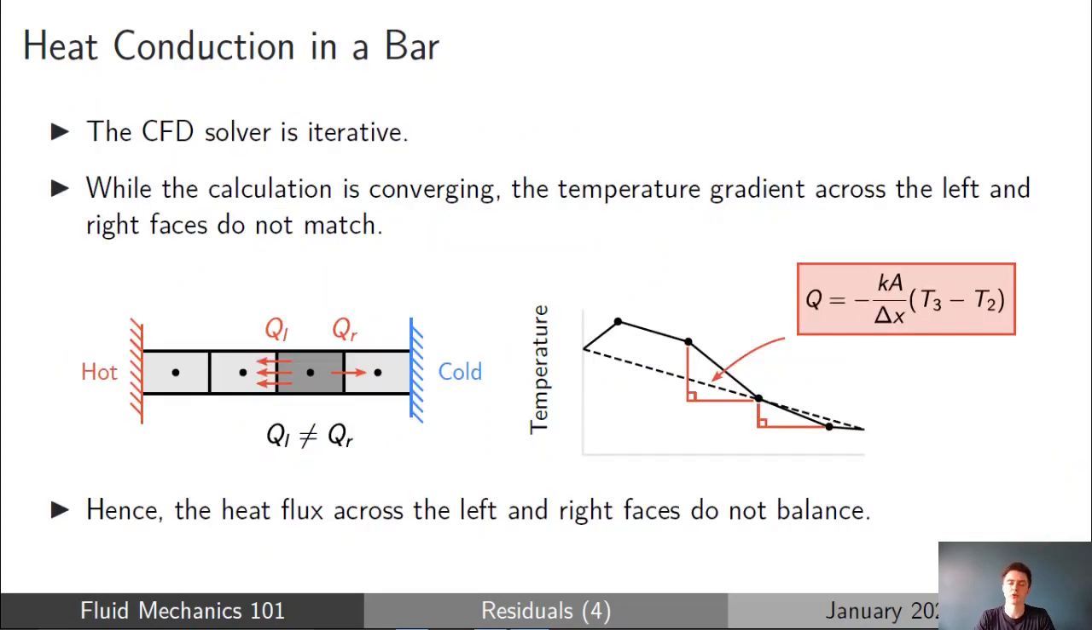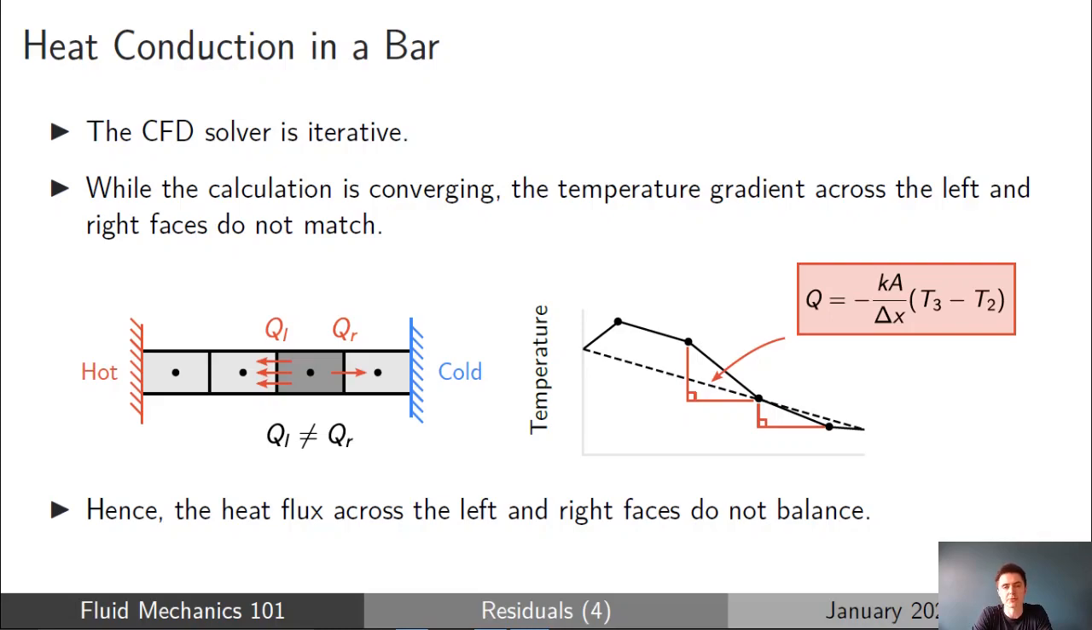And also recall that in general, CFD solvers are iterative. That means that the solution is approached in stages and the solution gets closer and closer to the final solution as we converge. And while we're converging the solution for this example problem, the temperature profile will of course not be linear because we haven't quite reached the final solution yet.